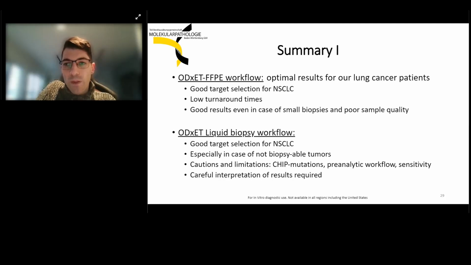So the ODxET workflow provides optimal results for our lung cancer patients due to a good target selection for non-small cell lung cancer, low turnaround times, good results even in case of small biopsies and poor sample quality. And furthermore, the liquid biopsy workflow shows good target selection for NSCLC as well, and is mainly used in the case of not biopsy-able tumors.